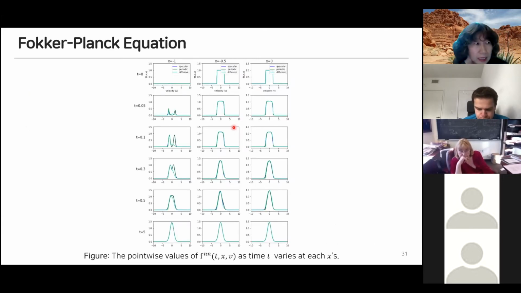All right, and this is the pointwise values. I present the neural net solution f_N of t, x, v as t varies at each spatial variable x. Here x equals -1, -0.5, and 0, and so on. Also, we applied the three different boundary conditions like this. So it goes to the Maxwellian, as you can see.